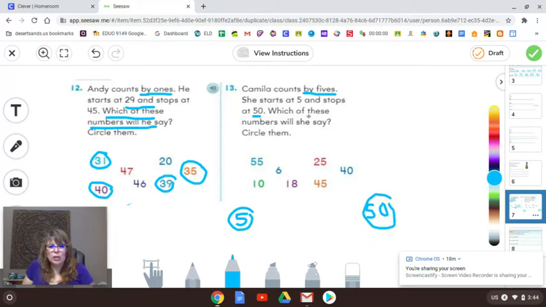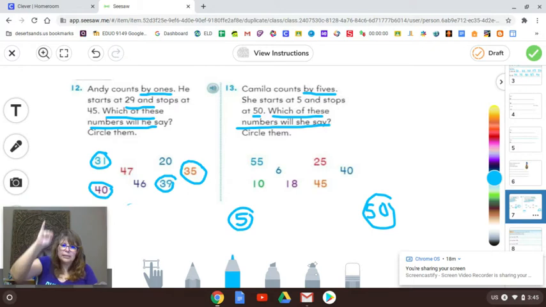Which of these numbers will she say? So that's what they want me to find out. Which of the numbers she will say from the numbers that are here. So I'm going to have 5. 5 in your head, 6, 7, 8, 9, 10. Do I have a 10 in here? Here it is. So I'm going to circle. I'm going to say 10.